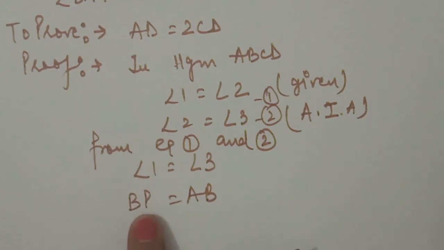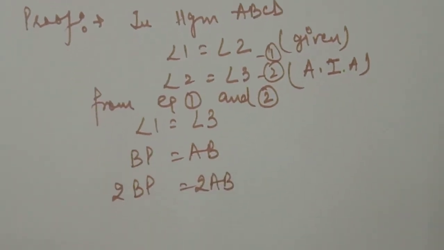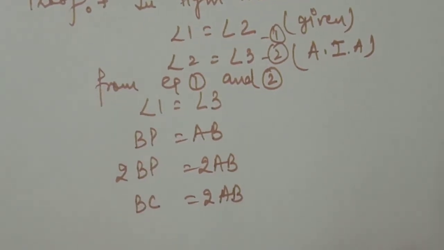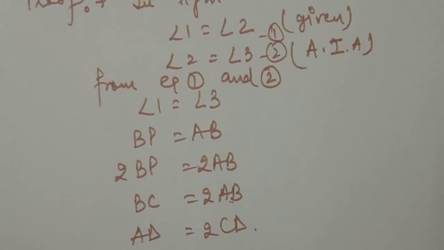We want here AD and double of CD. So we do not want these two sides. First of all, if we multiply BP and AB with 2, then it does not change the result because we multiply with 2 on both sides. Double of BP means BC and it is double of AB. We know that opposite sides of a parallelogram are equal to each other. So the opposite side of BC is AD. We can replace it, and the opposite side of AB is CD. So we can also replace it. So this is our result which we want.